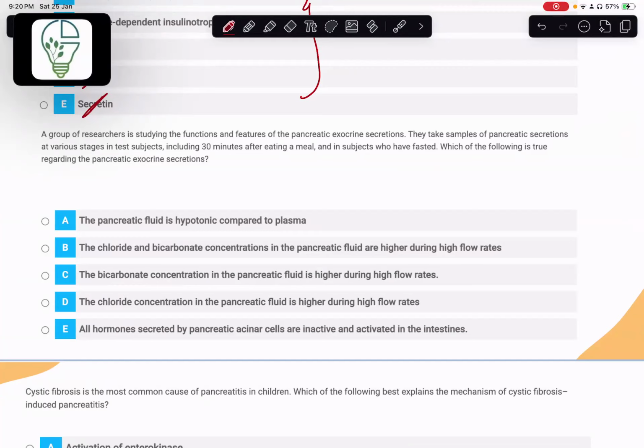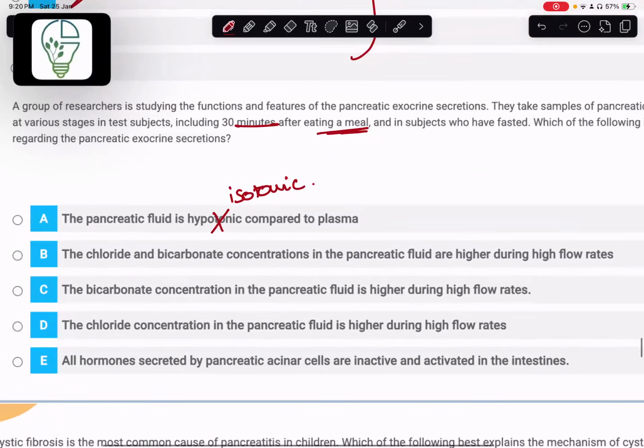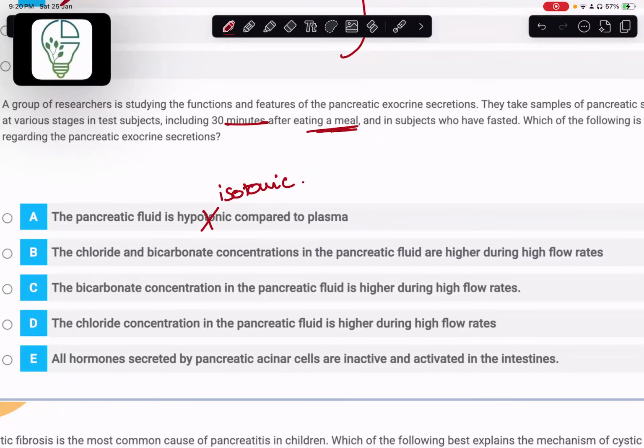They take samples of pancreatic secretions at various stages in test subjects, including 30 minutes after eating a meal and after fasting. Which of the following is true regarding pancreatic exocrine secretion? Pause it for a second. Okay. The pancreatic fluid is hypotonic. Is it hypotonic? No. It's isotonic because it's water permeable. Chloride and bicarbonate concentrations are higher. No, we said chloride gets reabsorbed.